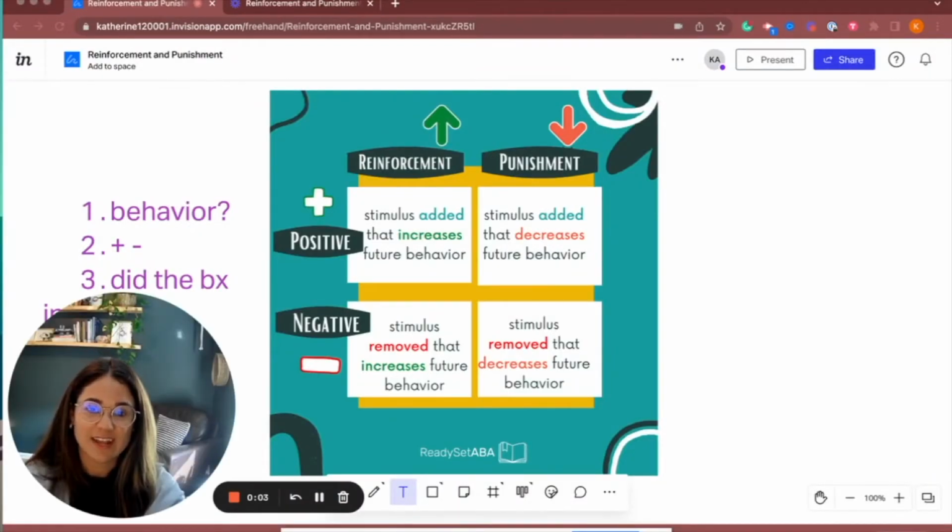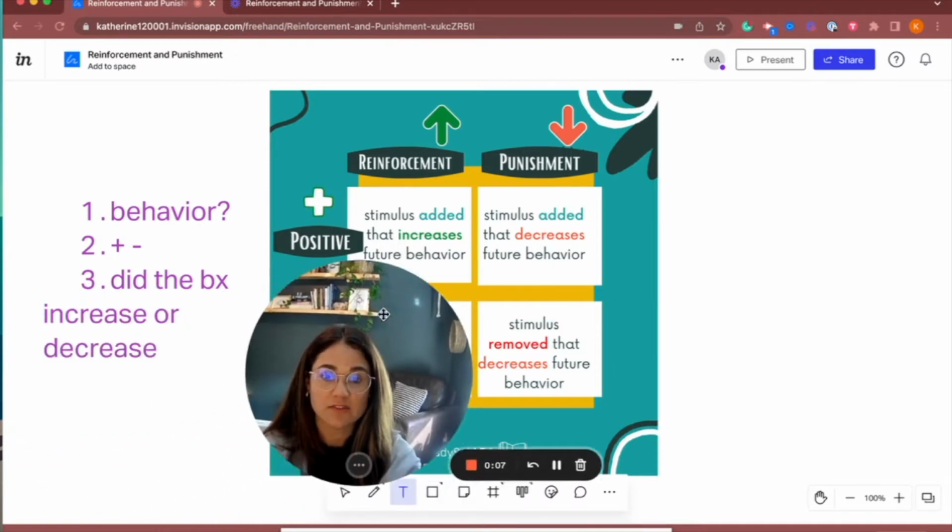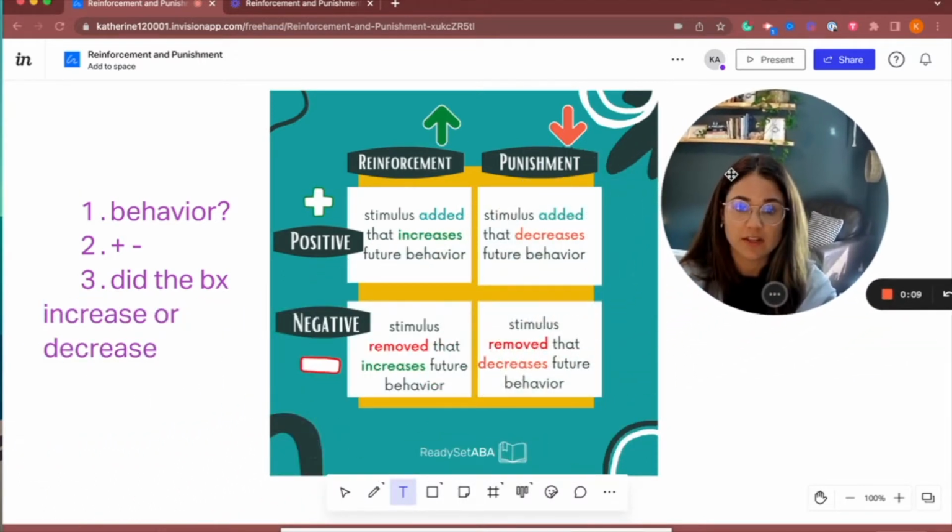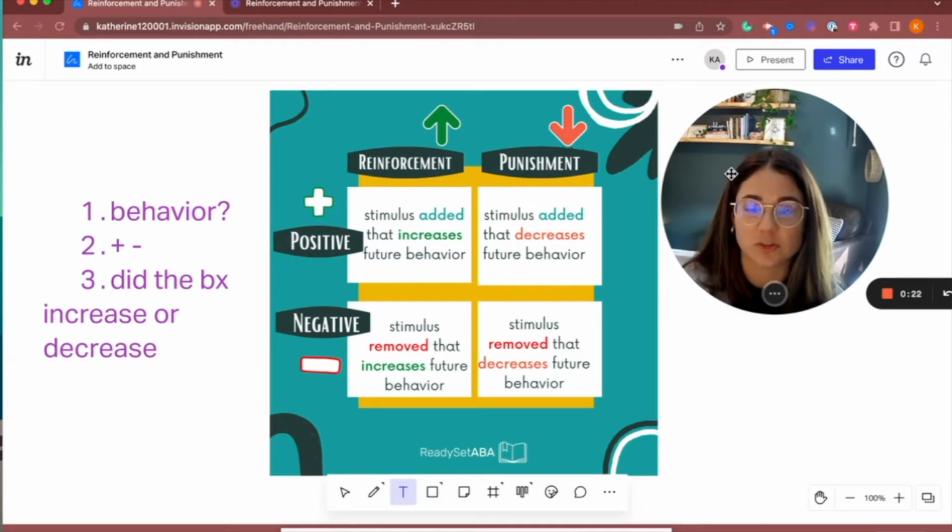It's Catherine with Ready Set ABA, and I wanted to continue this session on positive and negative reinforcement and punishment. We just did some examples in the first video on negative reinforcement and positive punishment. And I want to do more examples of positive reinforcement, positive punishment, and negative punishment as well.